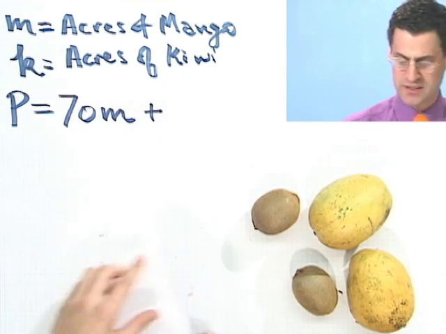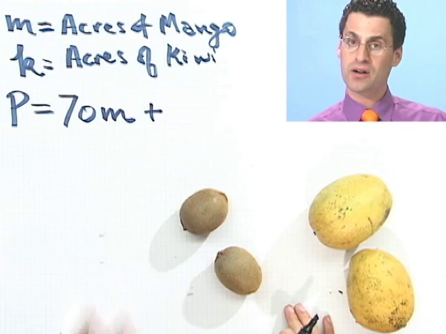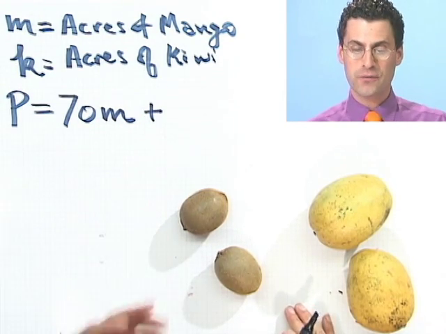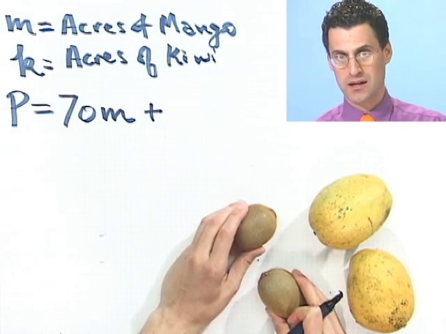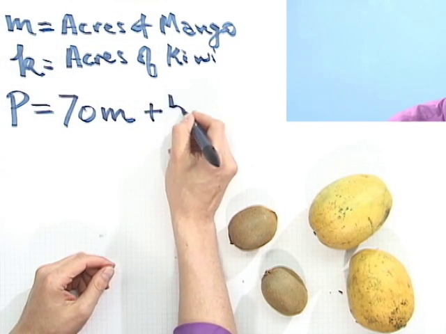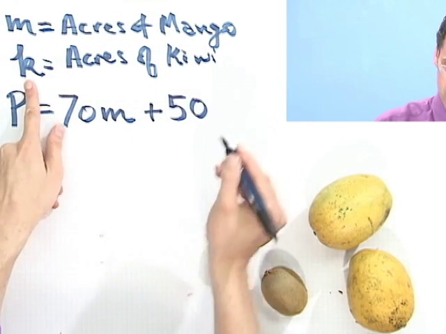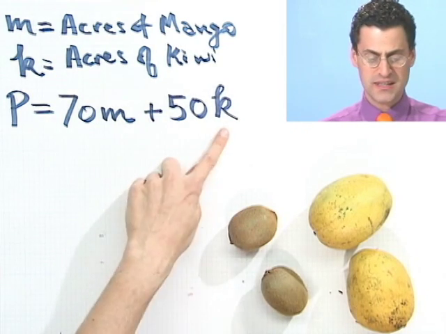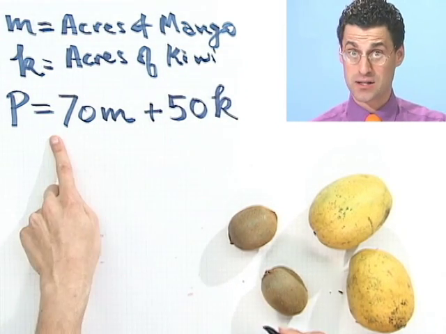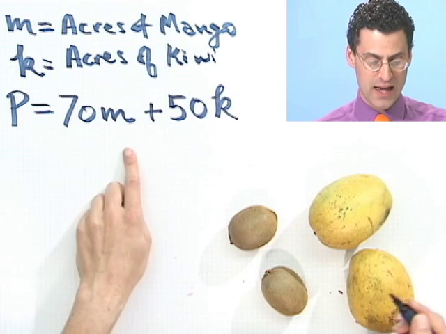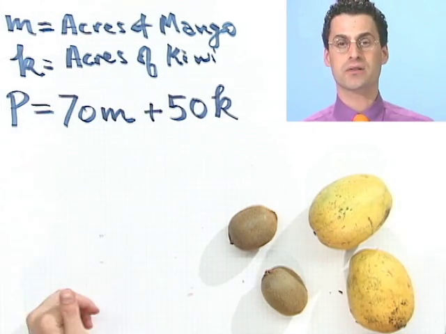And then we have to add to it the profit that the kiwis bring in. I already told you that the kiwis bring in $50 per acre of kiwi. So we have 50 times the number of acres of kiwi, which we're calling K. So this is the objective we want to maximize here. And you notice, by the way, that this is a linear thing. So in fact, we're doing some sort of linear programming.